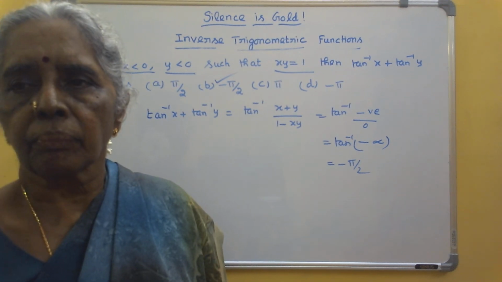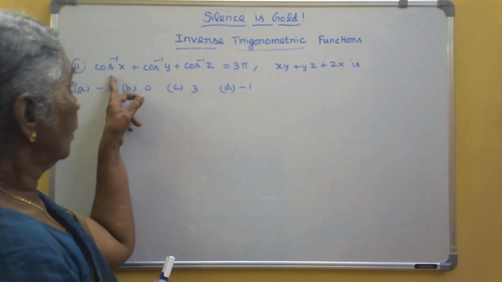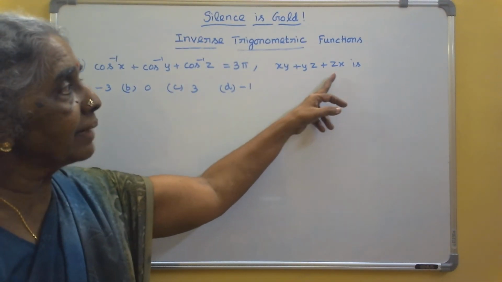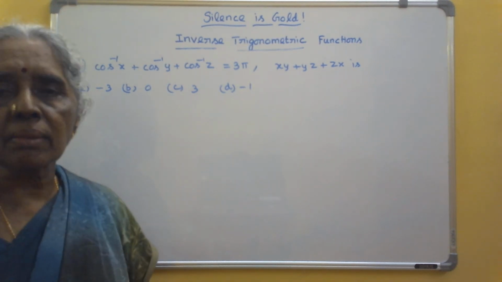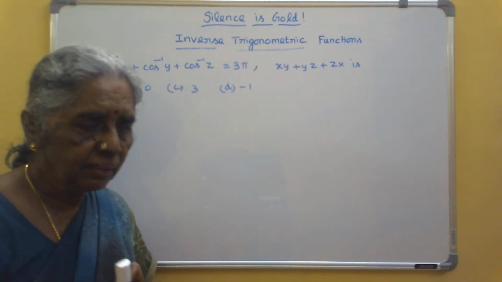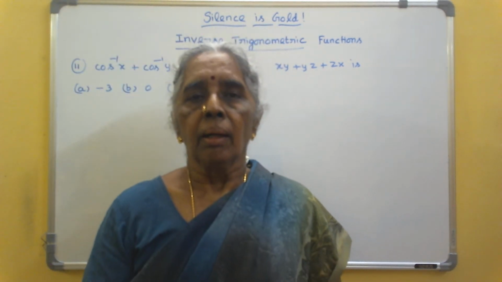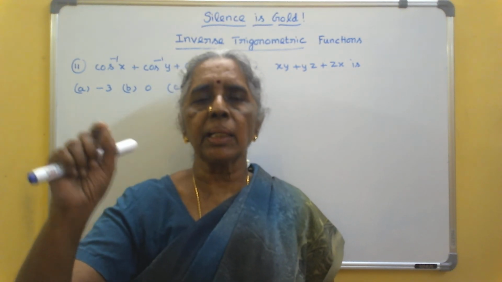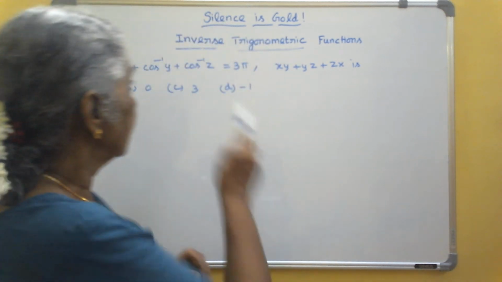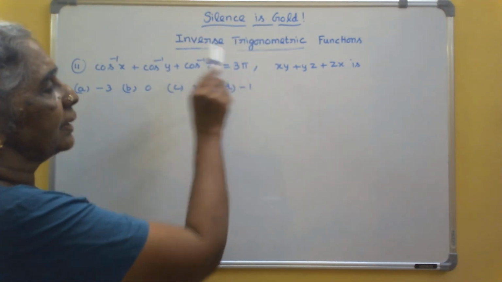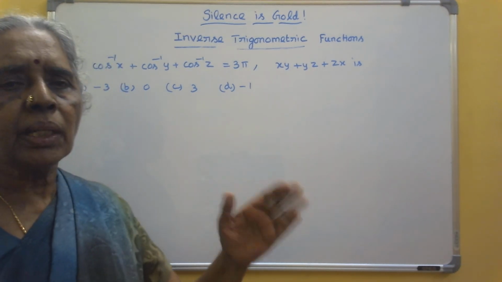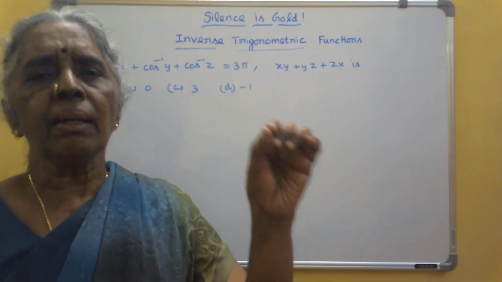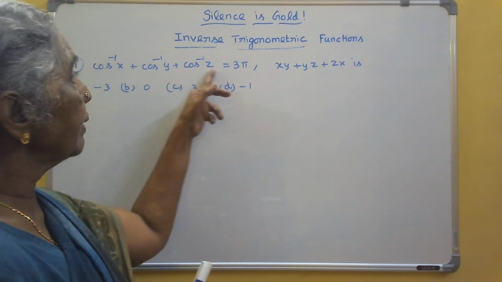Okay. Let us see a different sum now. Cos inverse x plus cos inverse y plus cos inverse z is equal to 3 pi. xy plus yz plus zx is, they have given you 4 options. Here, you know, cos inverse of any function will be from 0 to pi only, isn't it? So, the maximum value it can take is only pi. But you have the sum of 3 cosine inverse functions as 3 pi. So, definitely each one should be equal to pi because they cannot exceed pi. Only when the 3 are individually equal to pi, you will add them and you will be getting 3 pi.